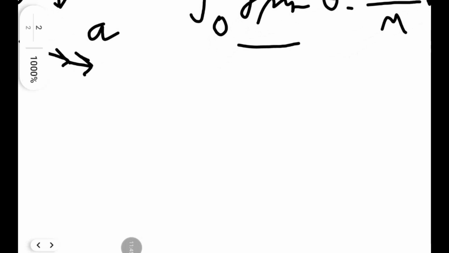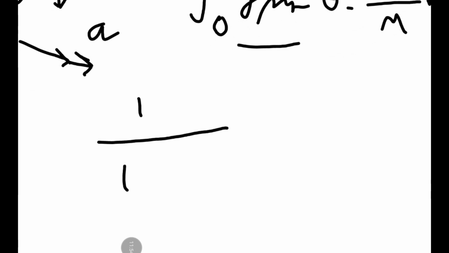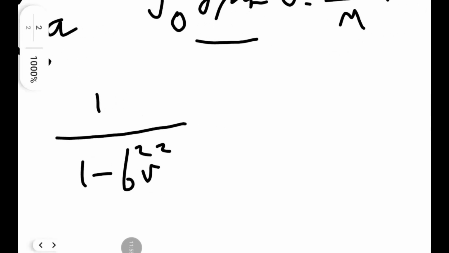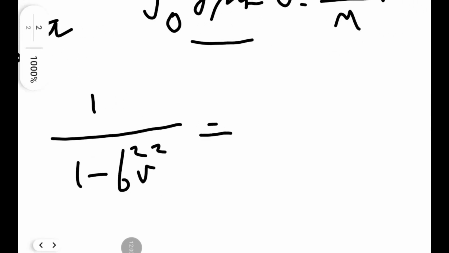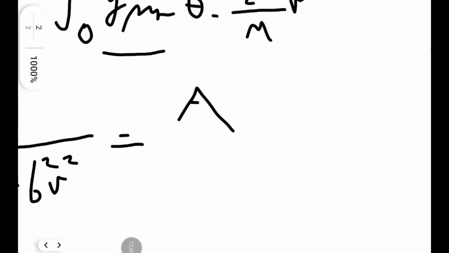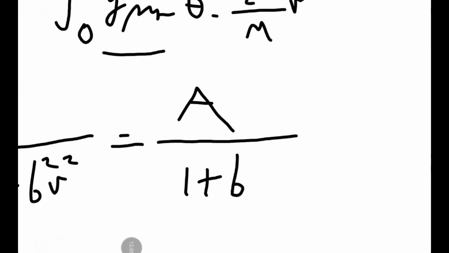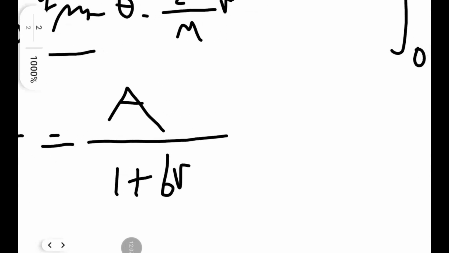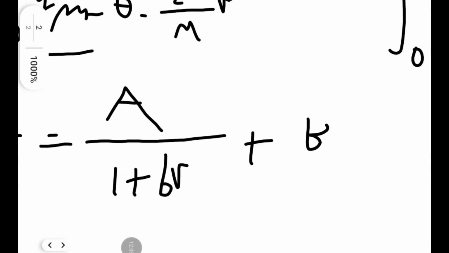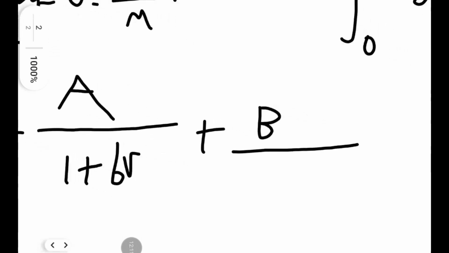So this is now the next part, this question. What we're going to do now, we're going to try and solve this. So if we look at it now, let's write this out first: 1 over 1 minus b squared v squared. What is that equal to? Well, we're going to do partial fractions: A over 1 plus bv plus B over 1 minus bv.